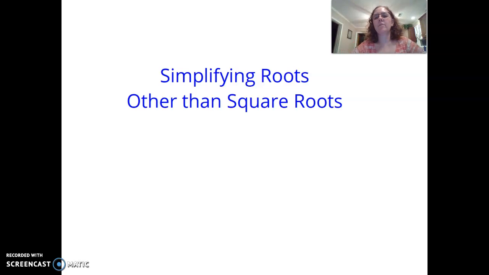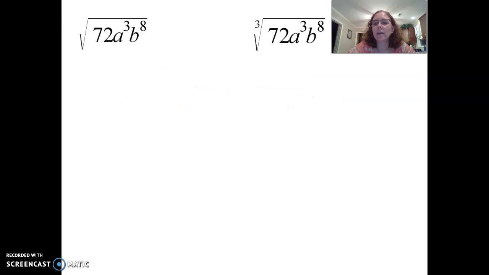So it turns out that you can have roots based on any number. They don't just have to be square roots. You can have cube roots or fourth roots or fifth roots. So today we're going to look at how to simplify a root that is not a square root. And we're going to compare these to the square roots we've been doing so that it'll make sense how we're doing these new kinds of problems.